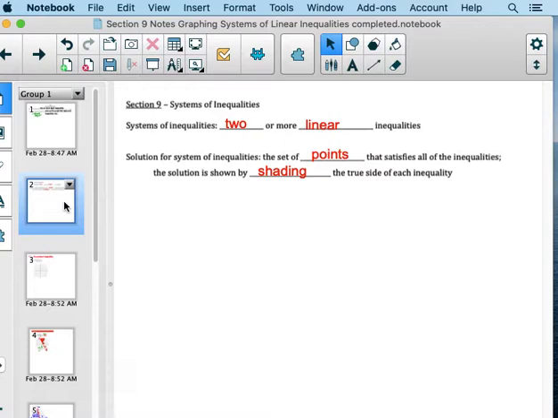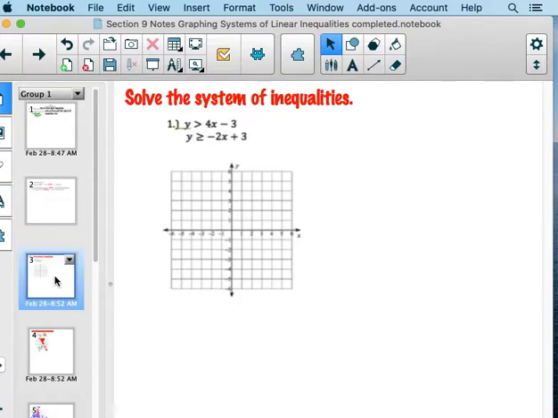Okay, so looking at the first example, we're going to have to determine how to graph the equations or inequalities first. So you ask yourself, am I in slope-intercept form or am I in standard form? Both of these two equations are in slope-intercept form. So let's graph the first equation that says y is greater than 4x minus 3. So minus 3 is my y-intercept. So we're going to put a dot at negative 3.